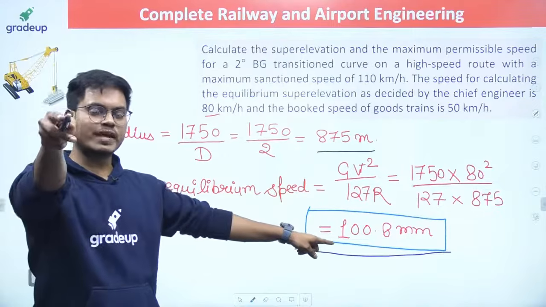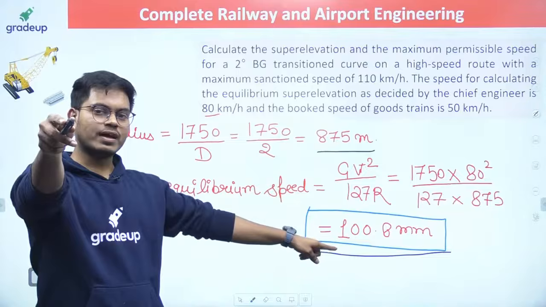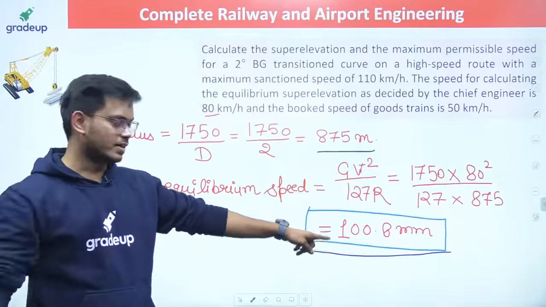What was the limit of super elevation? Actual CANT wala, that was 165 mm. It is under that limit.